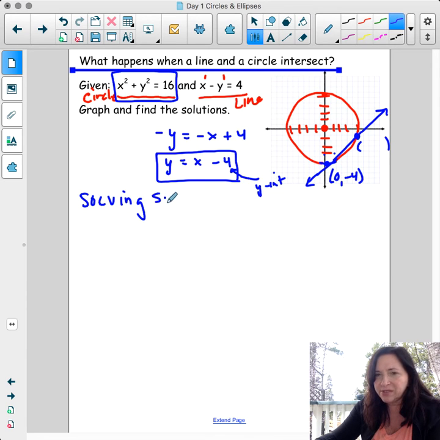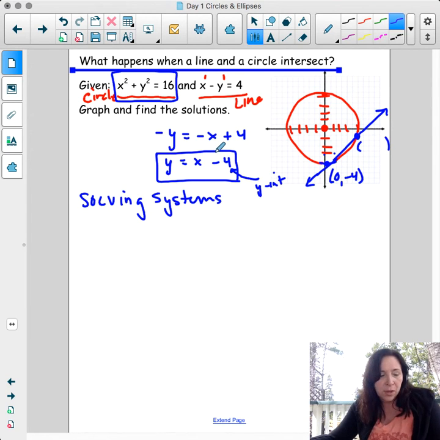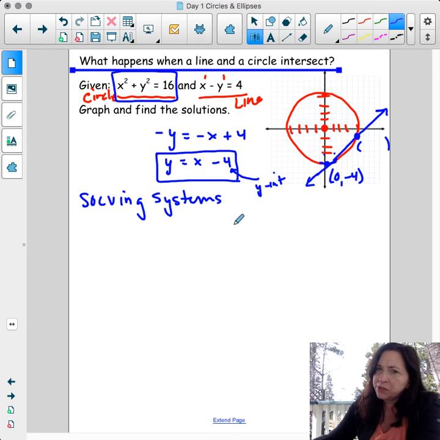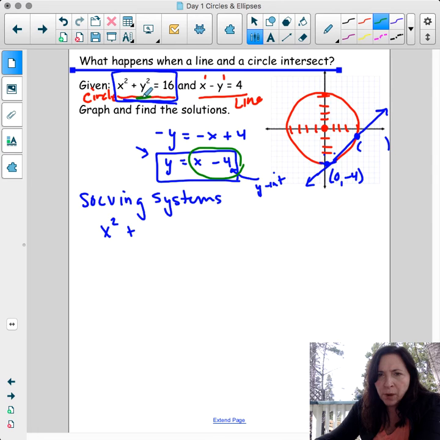Now remember, solving systems of equations means you've got the graphing method, which we just did, but it's unclear what the second point is. You've got elimination, substitution, Cramer's rule, which we're not going to use. But for this right here, I believe I'm going to use substitution. Because I've already solved for y, I'm going to take the equation for my circle and plug this into that. So what I have is x squared plus, now I'm going to plug in my y value, which is this right here. And that goes right here.